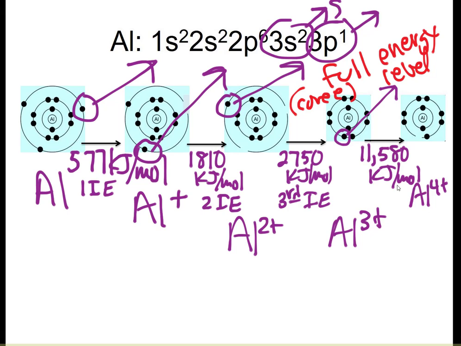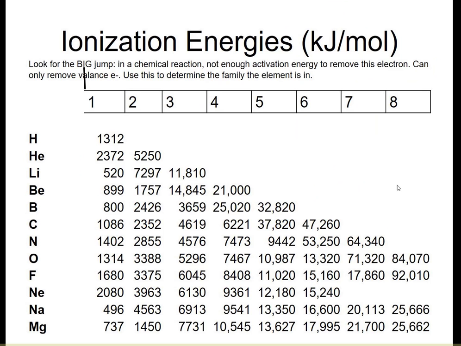There's not enough energy in a normal chemical reaction for this to occur. So this is a natural stopping point. So the reaction will remove 1, 2, and 3 electrons, but then it will stop. And that is because there's not enough energy to remove any core electrons or electrons from a full energy level. Here is a table of ionization energies. We can find those natural stopping points, and they tell us how many valence electrons there are, because it's easier to remove the valence electrons than it is the core electrons. So in bonding, only valence electrons are involved.